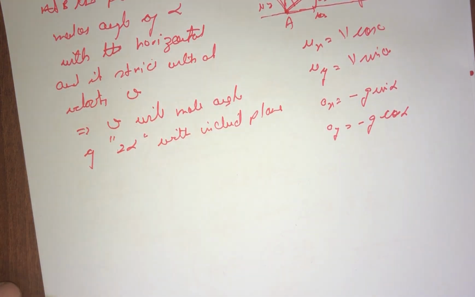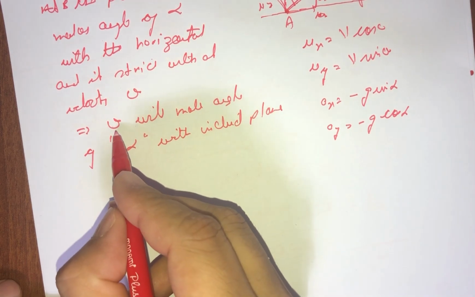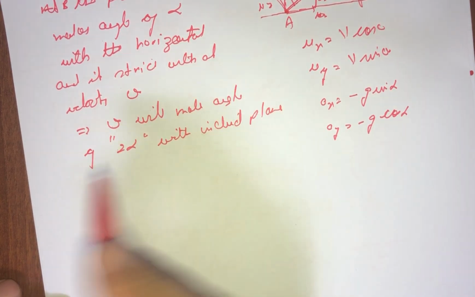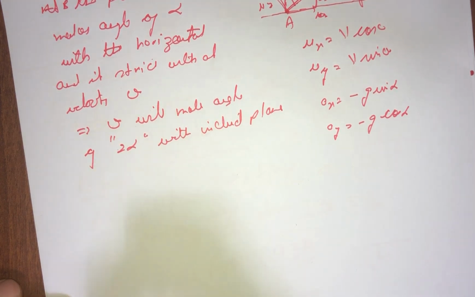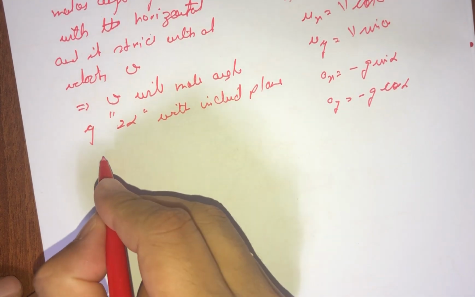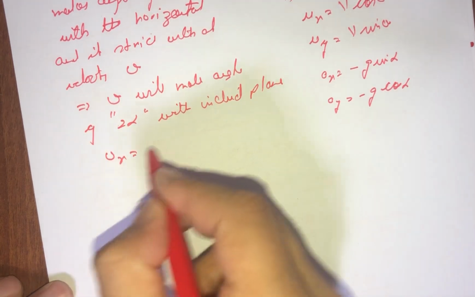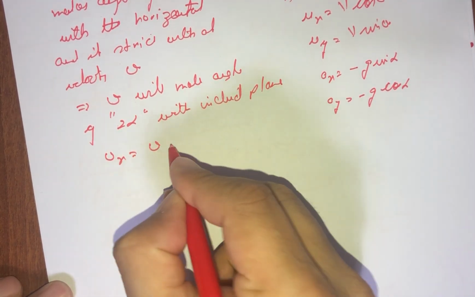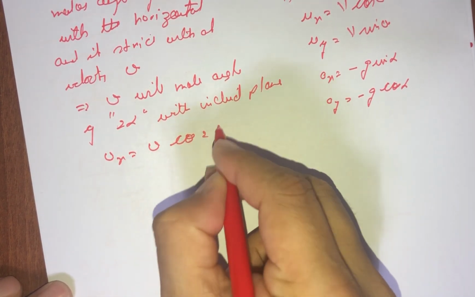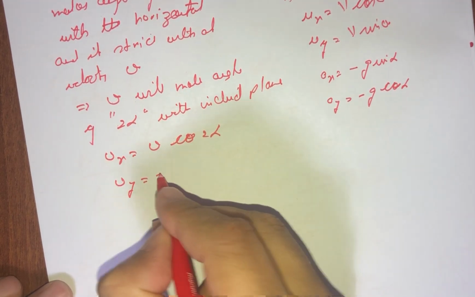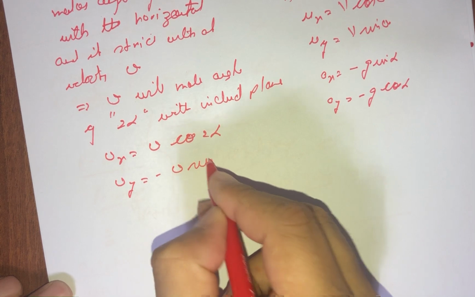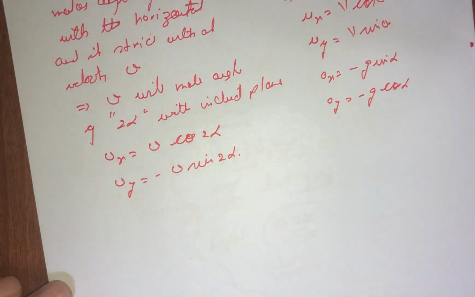So we can divide this final velocity v into x component as well as y component. So its x component, let's denote by Vx, will be equal to V cos 2 alpha, and y component will be given as minus V sin 2 alpha.